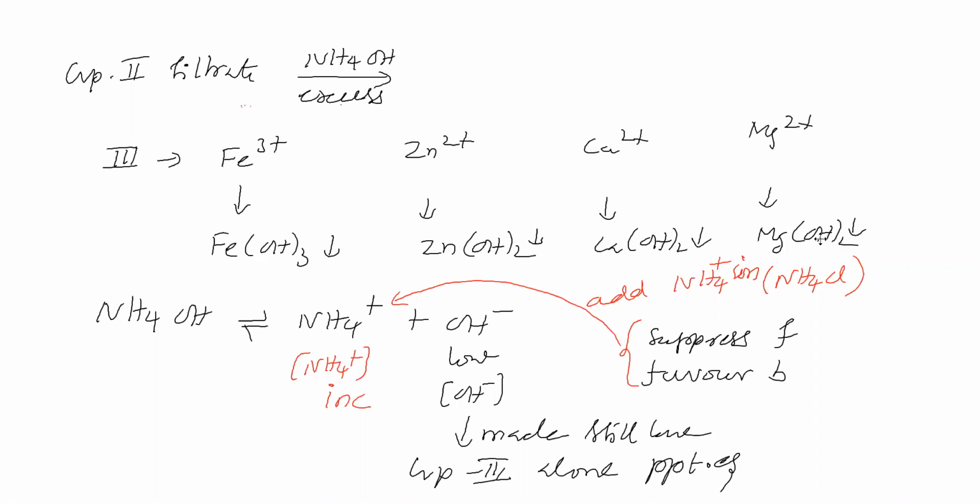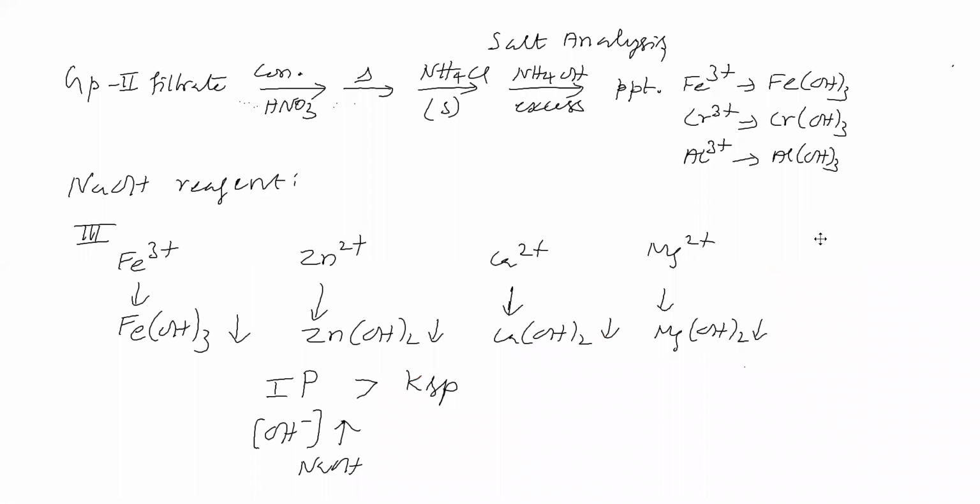Now we will see, here we have taken the group 2 filtrate. To the group 2 filtrate we have added concentrated nitric acid, then we boiled the contents, then ammonium chloride is added and excess ammonium hydroxide is added. Now group 3 cations are precipitating as hydroxides. So why add the weak base ammonium hydroxide? That we know. The necessity of ammonium chloride is to provide the common ion effect.